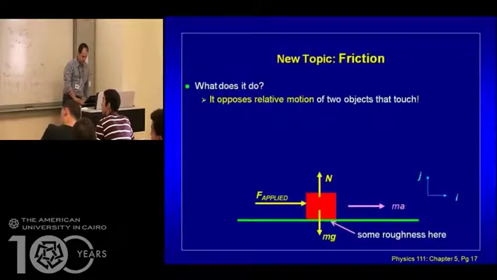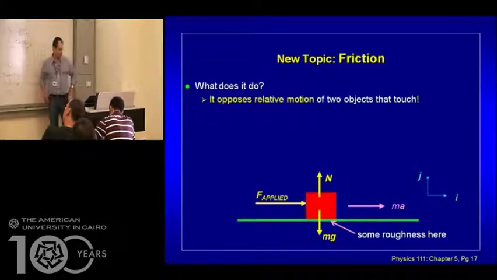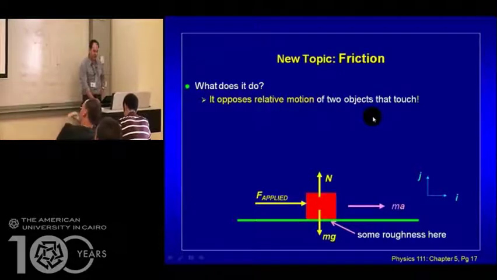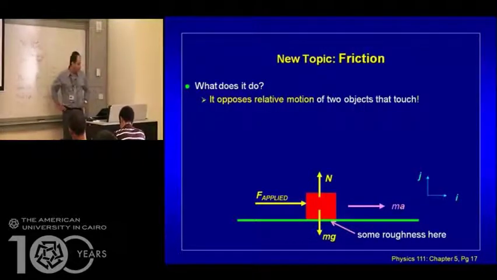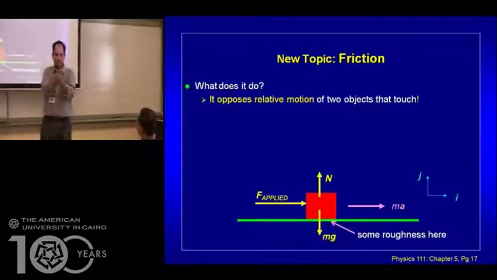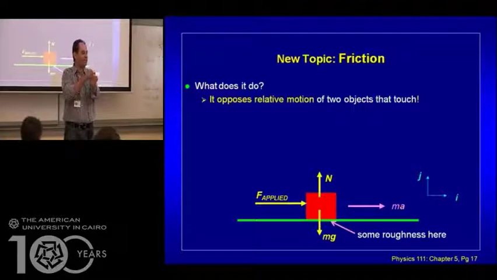Friction. What does friction do? It always opposes the relative motion of two objects. It always opposes the relative motion of two objects. Take my hands. I'm going to rub my hands against each other. I'm going to move the right hand and I will fix the other one.